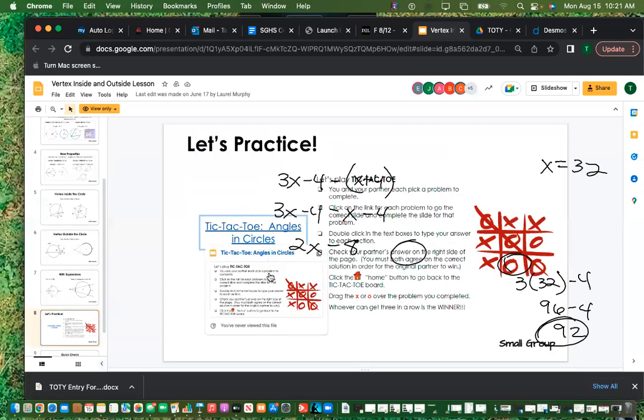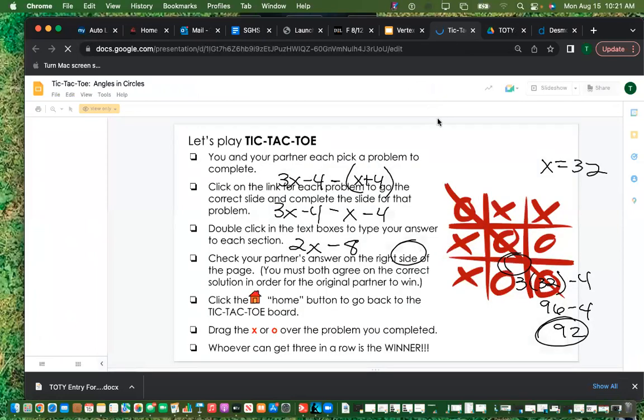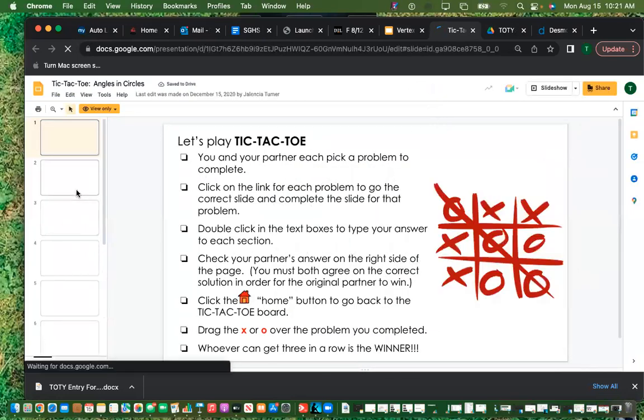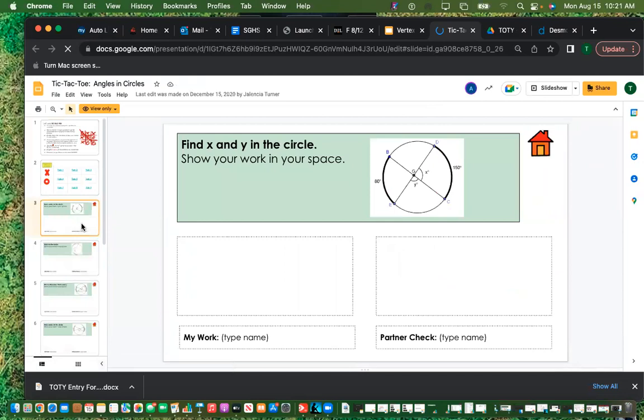So what I'd like for you to do, we're not going to play tic-tac-toe, but I'd like for you to get a little bit of practice. I want you to try this one up on the board. Okay, so I want you to take a moment on your paper, write this down and try it.